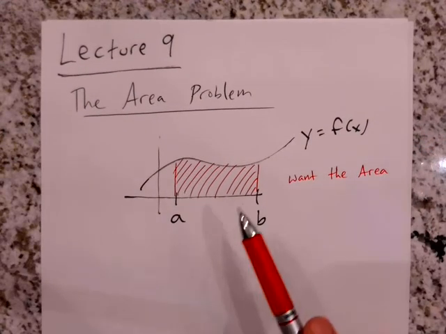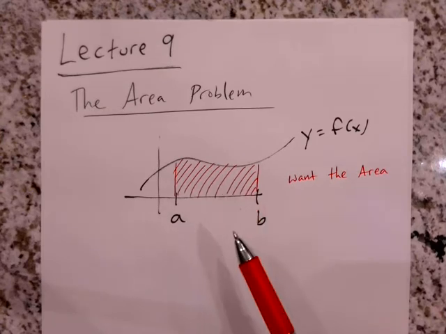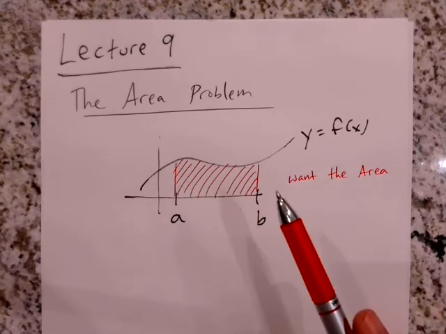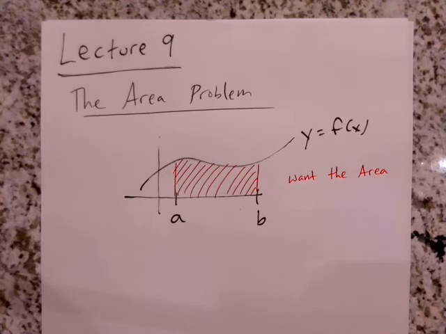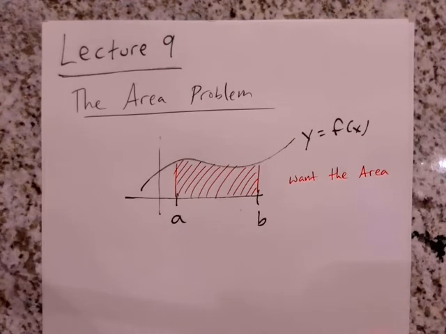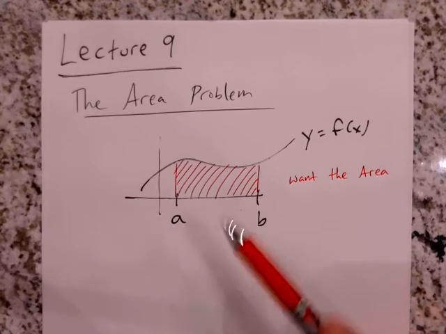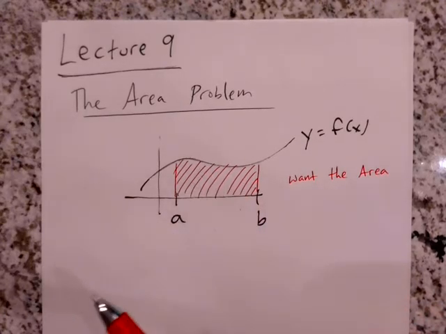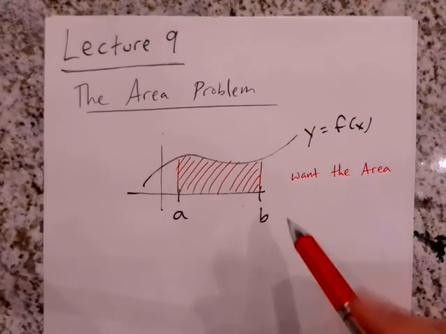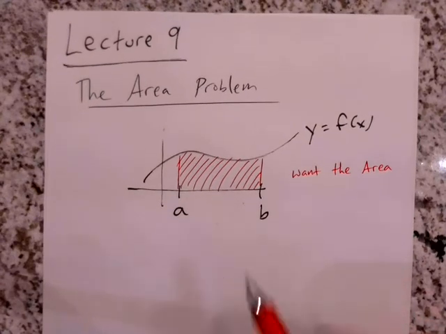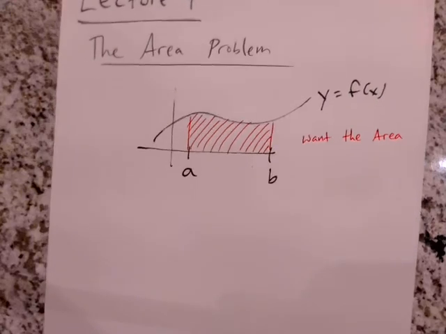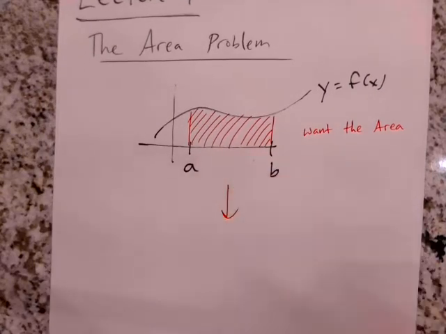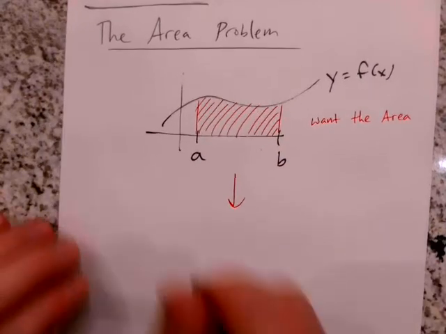The issue is that this region does not have a formula, right? If it was like a hexagon or a trapezoid or a triangle or an ellipse or something like that, there are formulas and you can just plug in the appropriate values and get the answer. But there's no formula for this shape. So essentially we have a hard shape that has no formula to work with it. And our solution will be to approximate the area.